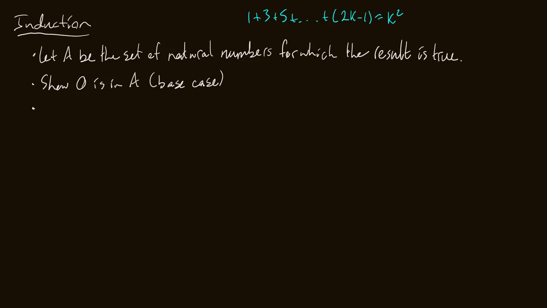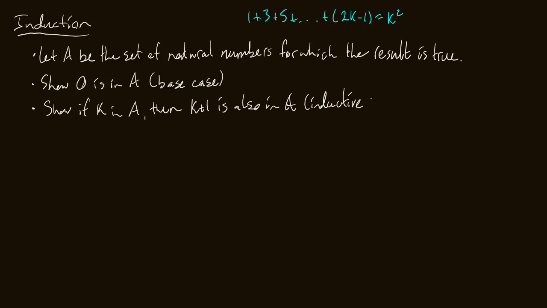All right, what is the next step? Our next step is to show, if k, which is going to be some positive integer, some natural number, is in A, then k plus 1 is also in A. Now, this step right here is called the inductive step. And how do we perform our inductive step? There's two little things we got to do. What we do is we use our assumption that n equals k is true.